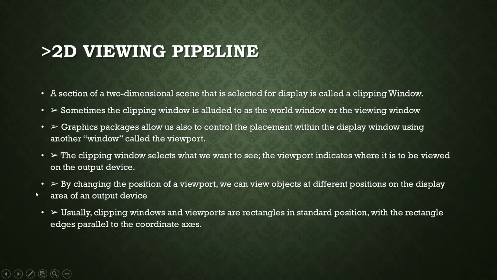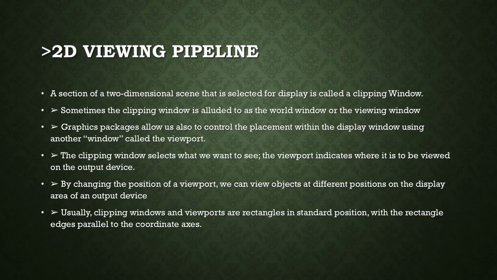So first, what is the 2D viewing pipeline? A section of a two-dimensional scene that is selected for display is called a clipping window. Sometimes the clipping window is referred to as the world window or viewing window. Graphic packages also allow us to control the placement within the display window using another window called the viewport. So the viewport is nothing but another window through which the image can be viewed and controlled.